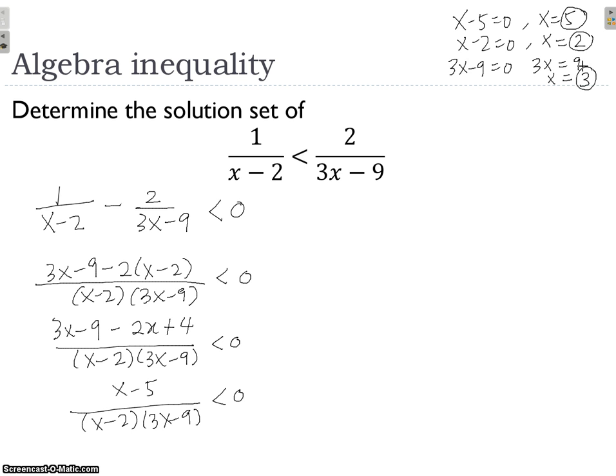So we are going to draw the diagram to determine the intervals which fulfill the solution set of this algebra inequality. So we have 2, 3, and 5. We will copy this: x minus 5, x minus 2, 3x minus 9. If you observe this carefully, actually we have 4 intervals.